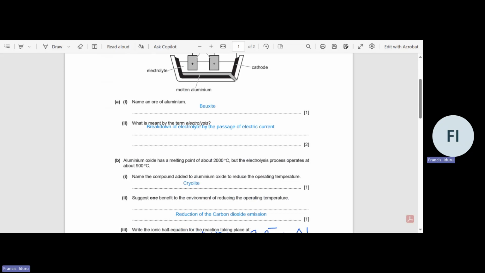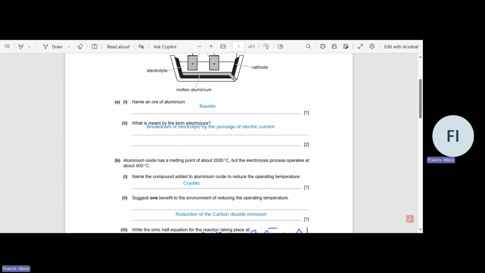Cryolite is softer than bauxite. So the addition of cryolite to bauxite gives, or we can deduce, the usefulness of cryolite in the extraction of aluminium. So number one, the addition of cryolite is to serve as a solvent. Bauxite dissolves in cryolite, and so it serves as a solvent, and it makes bauxite dissolve more.